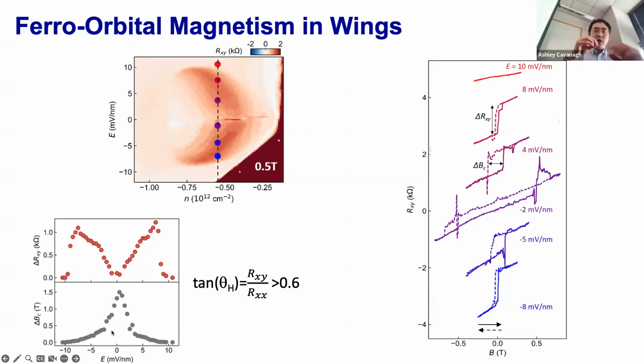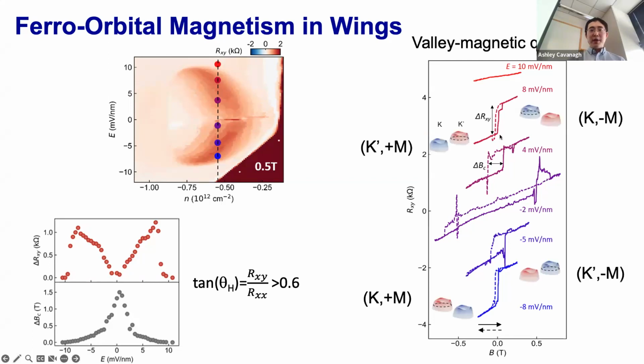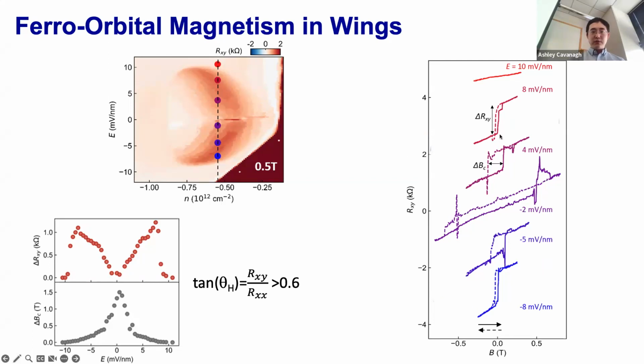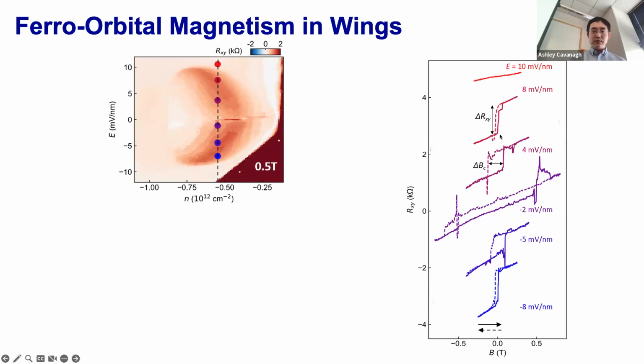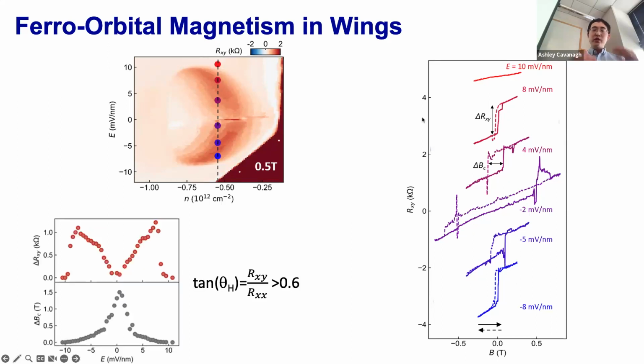So when you have small electric field, the orbital magnetization due to the barrier curvature effect is small. So in order to flip it by using magnetic field, you have to overcome the barrier, and you have to overcome a big external magnetic field to overcome the barrier. But when the electric field is big, the magnetization is big, so you just need a small magnetic field to flip the orbital magnetization.